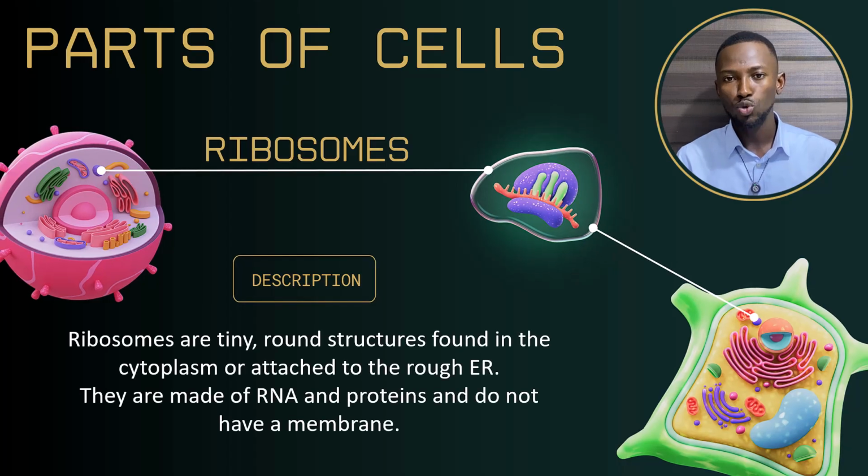Okay, so now let's move on to the next part of the cell. That is the ribosomes. How would we describe a ribosome? Ribosomes are tiny round structures found in the cytoplasm or attached to the rough ER. ER is endoplasmic reticulum. We'll get there, don't worry. Now take note of this. Ribosomes are made of RNA and proteins and do not have a membrane.